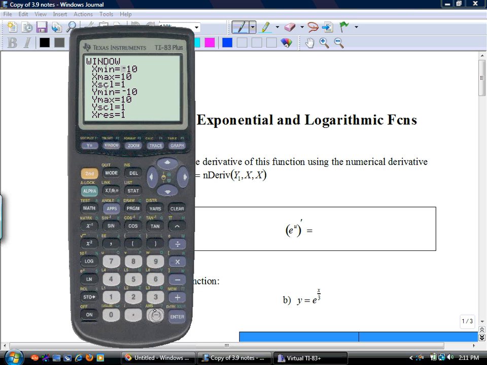We'll make our window -5, 5, -2, 10. Okay. And we'll make that second one look different so you can see it. Oh no, you know what? We'll make it very exciting. We'll have it trace along it as it draws it. You'll see a moving circle. It'll be so exciting. Okay, so it's going to graph e to the x. There's e to the x. Okay, now it's graphing the derivative.